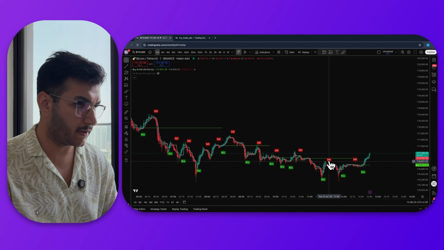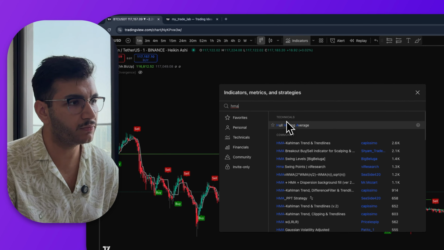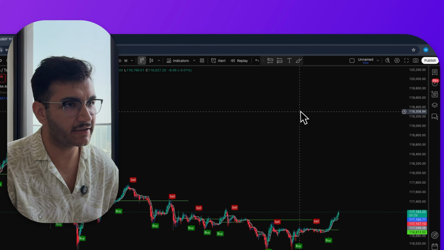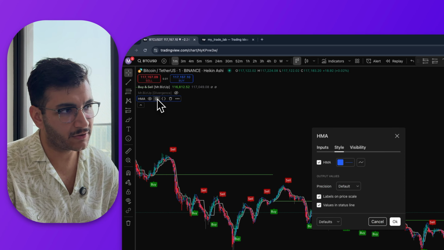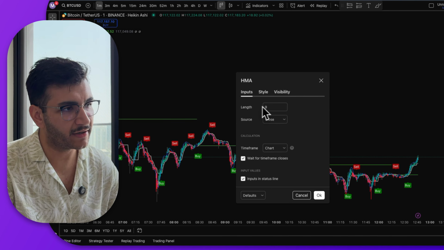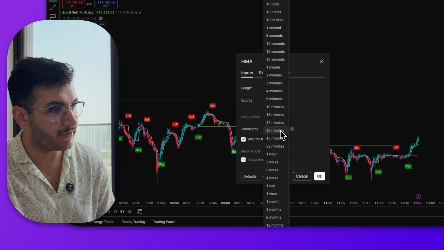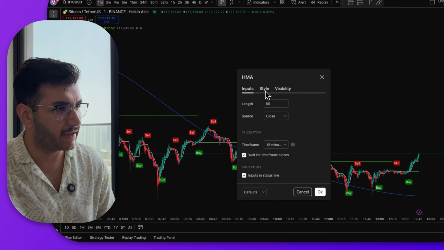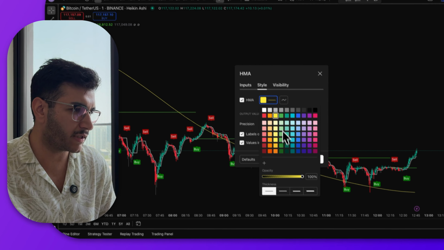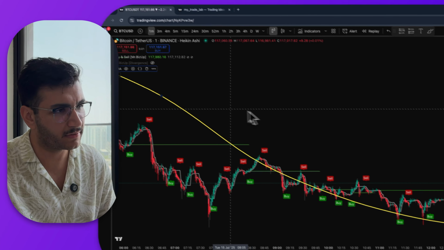And you can add the HMA here, Hull Moving Average. It's a free, open source indicator. Open the settings, and put the length at 55, and make the time frame a 15-minute time frame, okay? And you can go to the style section and make it a little thicker and change the color.